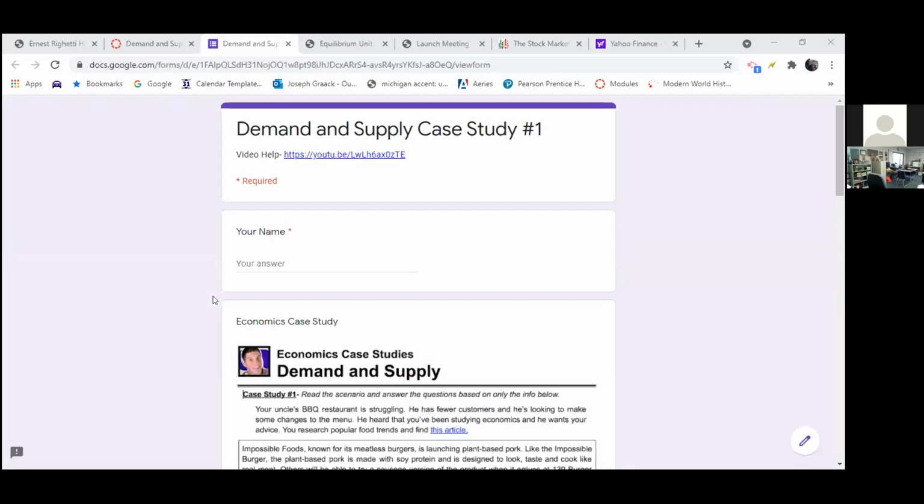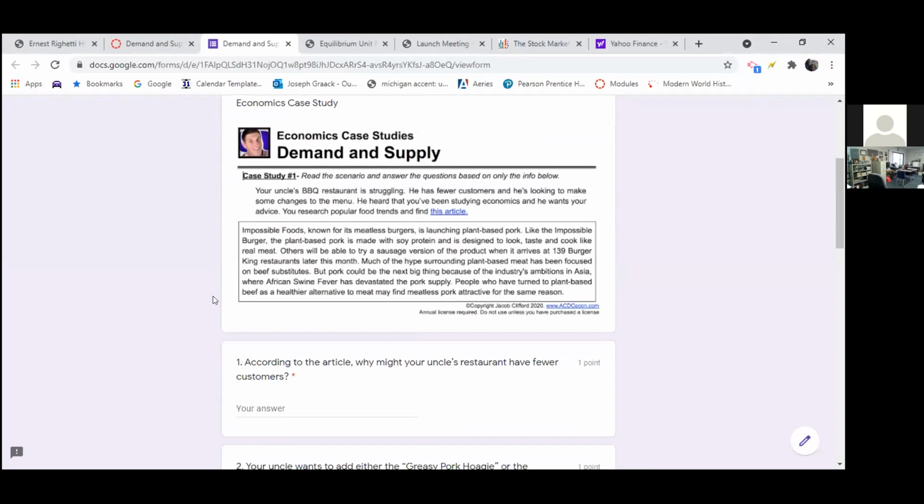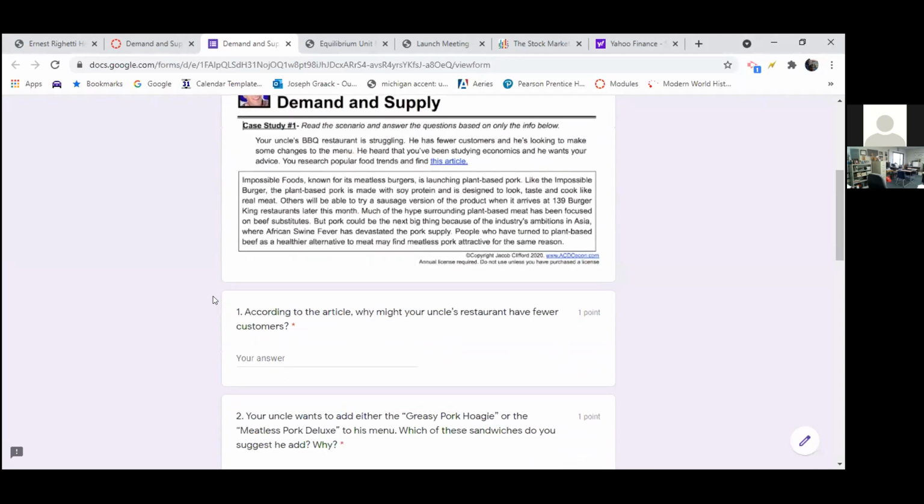All right, so this is going to put both units together, and it'll give you a scenario, then you'll fill that in. So remember that you put your name there, CC yourself a response. Basically it says your uncle's barbecue restaurant is struggling. He's had fewer customers and is looking to make some changes on the menu. He heard that you've been studying economics and he wants your advice. You research popular food trends in this article. If you click on that, that article will come up. It won't let me click it because it's not online.